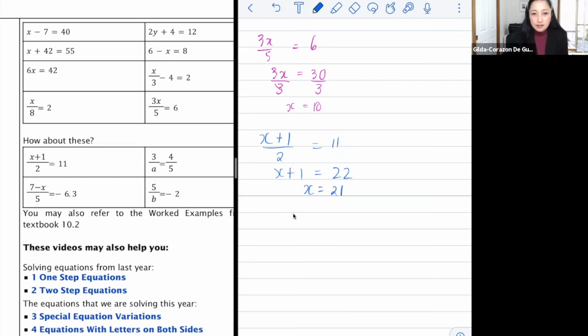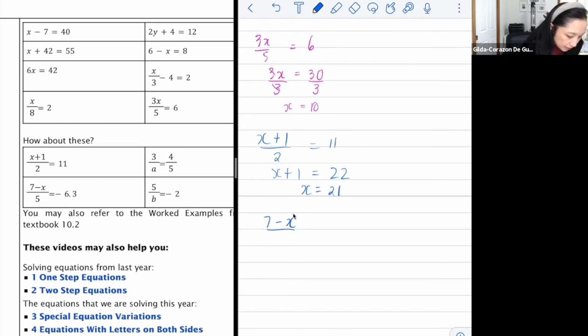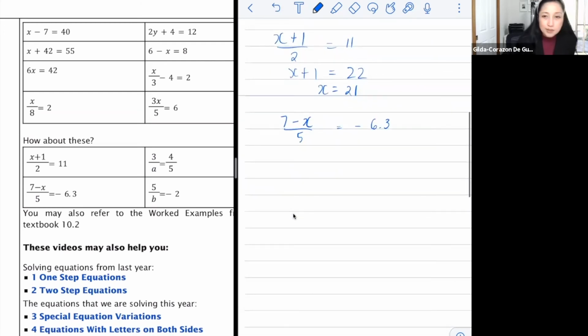Let's do another one. 7 minus x over 5 equals negative 6.3. Some of it you probably need your calculator, especially when you have decimals here, right? So you've got 7 minus x divided by 5. Again, you would want to multiply by 5 for you to get rid of the 5. So you've got 7 minus x equals negative 6.3 multiplied by 5.